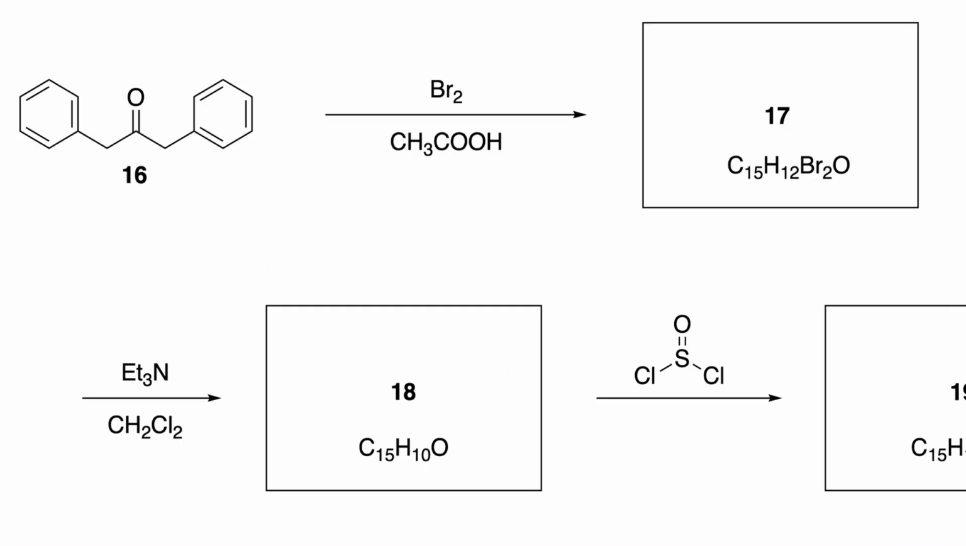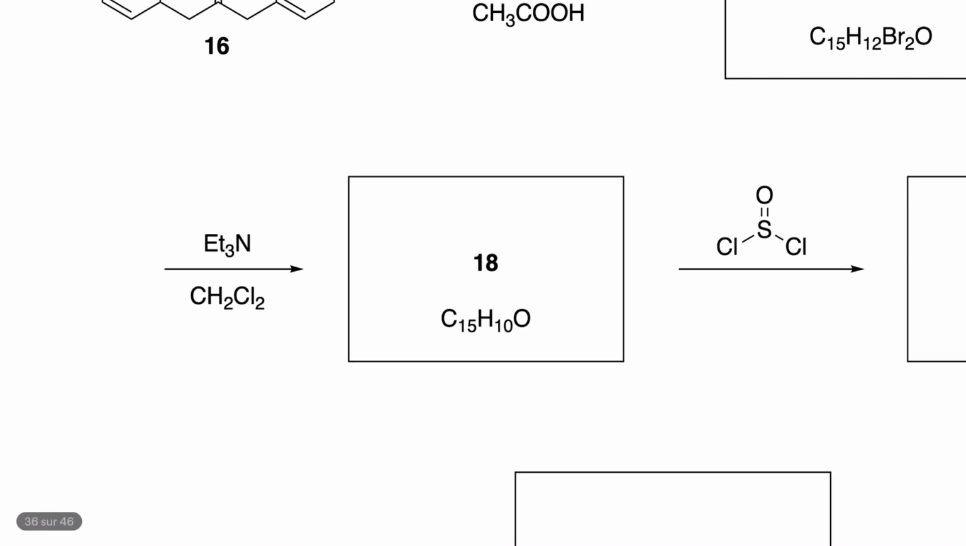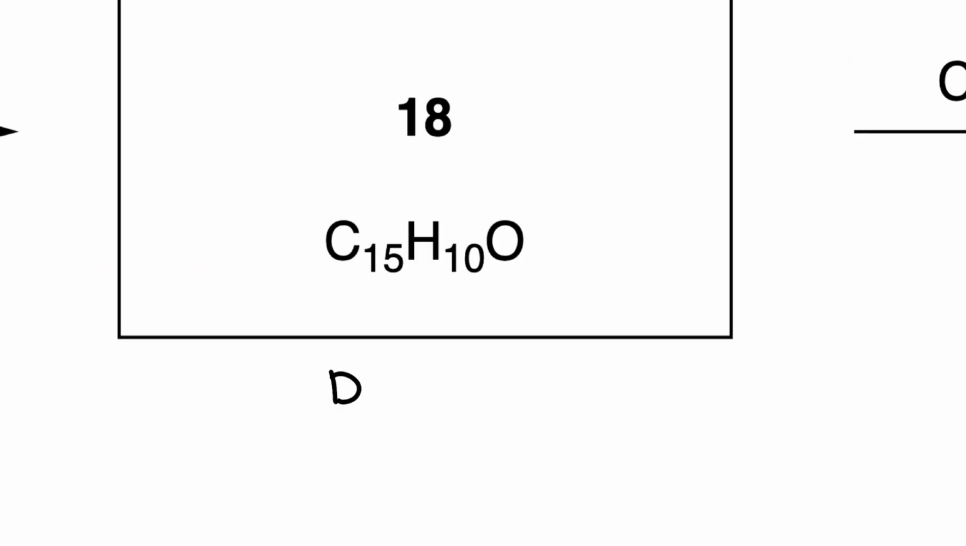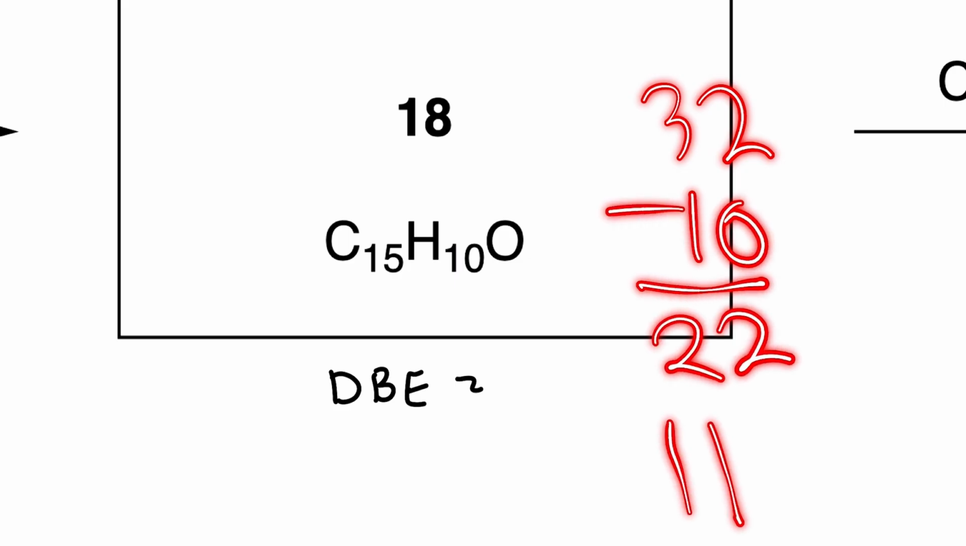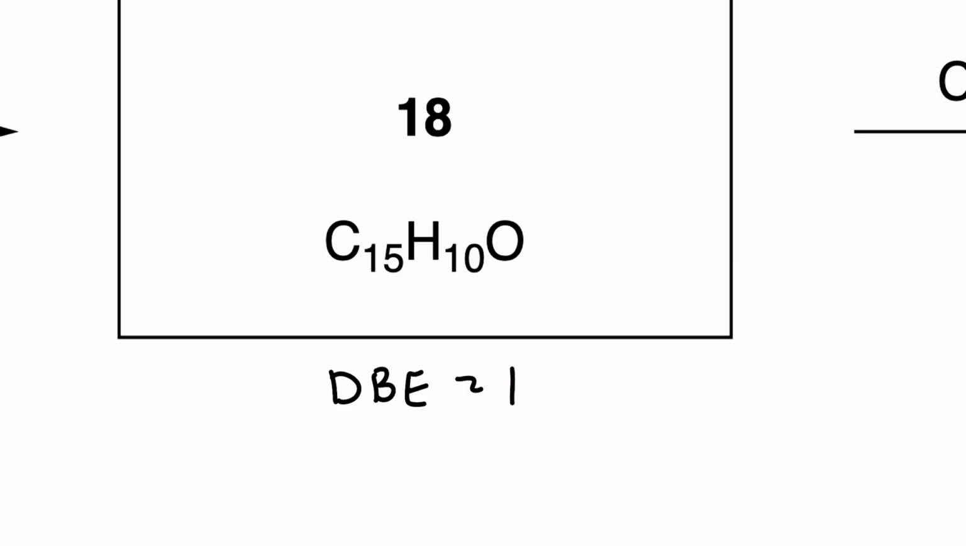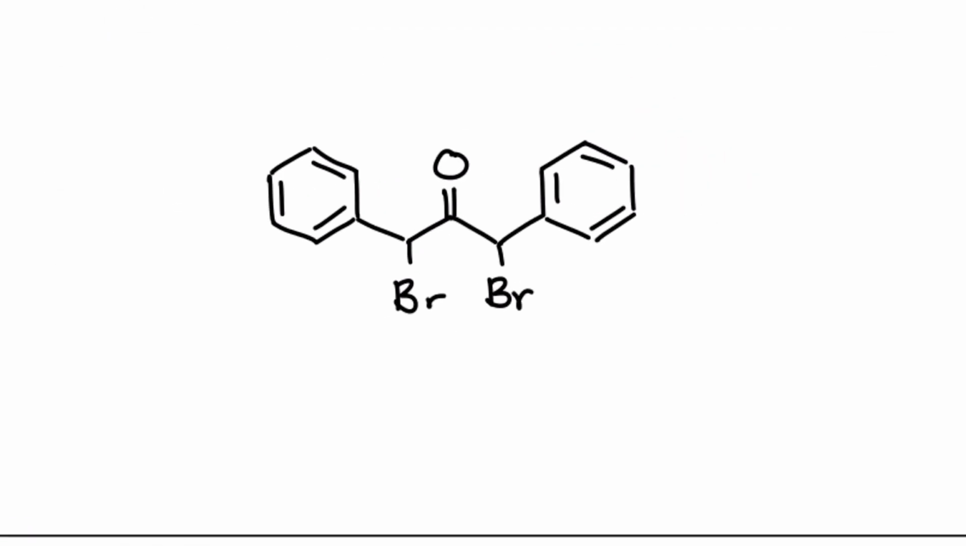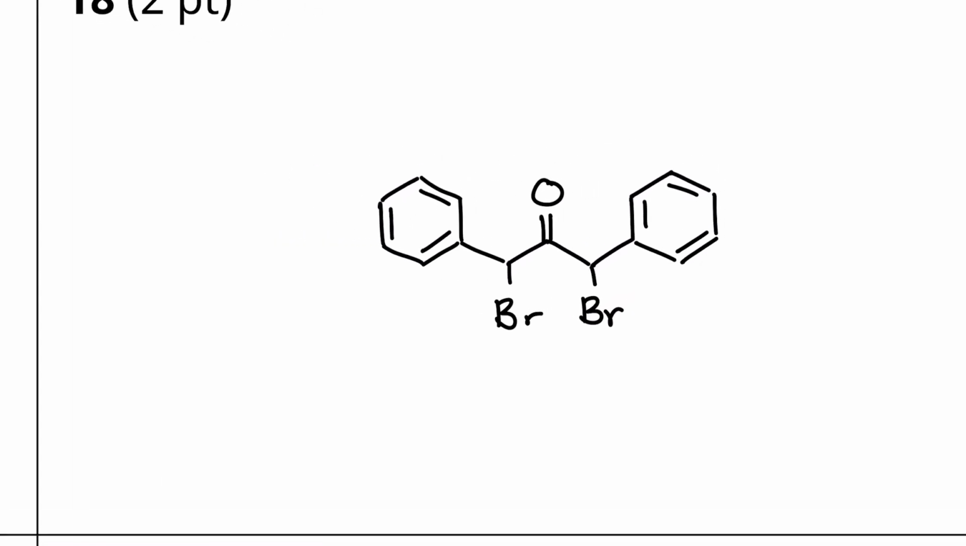Let's see what we do to get 18. We treat it with a base and then form 18. Okay, now let's see the double bond equivalents here. So that's just going to be 32 minus 10. That's 22, 11 double bond equivalences. Whoa, it's quite unsaturated. Yeah, 11. Let's see, so how many double bond equivalences do we have in 18? 1, 2, 3, 4, 5, 6, 7, 8, 9.